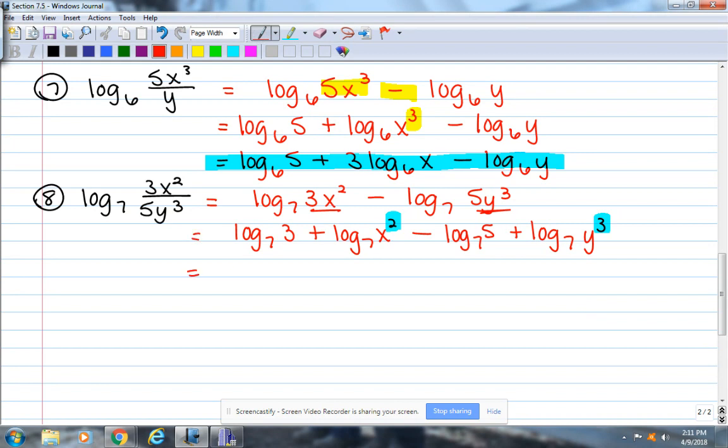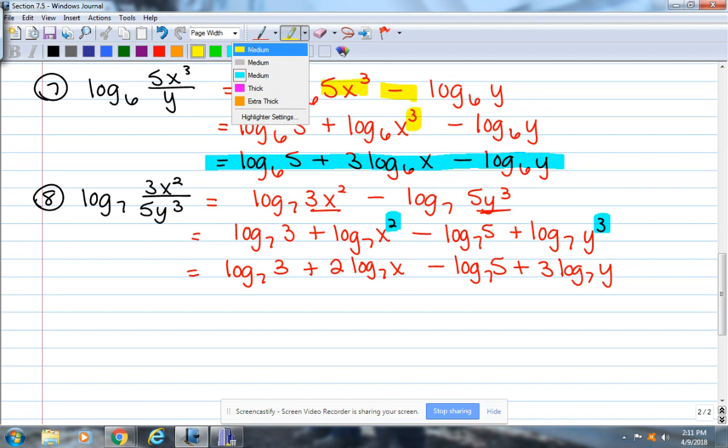So log base 7 of 3 plus, wait, what goes in front? 2, 2 log base 7 of x minus log base 7 of 5. Mom, this is tongue twisting. It is. Plus, what's the last one going to be? 3 times log base 7 of y. And that is your final answer for that one.